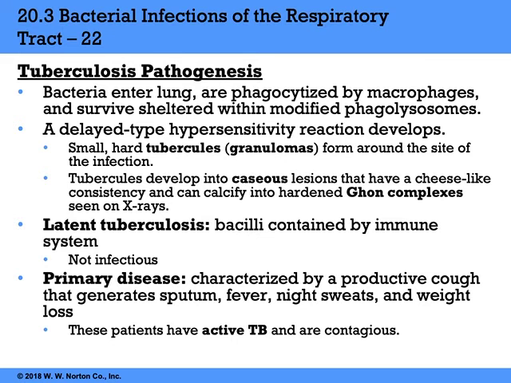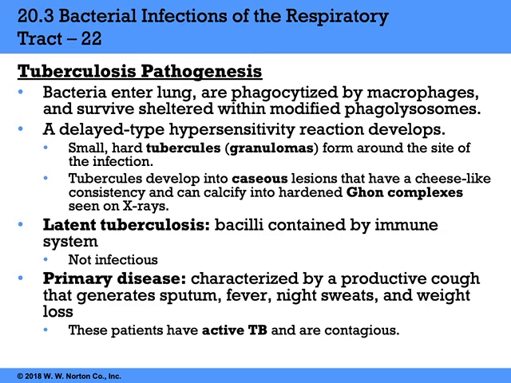Latent tuberculosis is where the bacilli contained by the immune system reside in those white blood cells. In this form, it's not infectious, while the primary disease is characterized by a productive cough. They generate sputum, fever, night sweats, and weight loss.